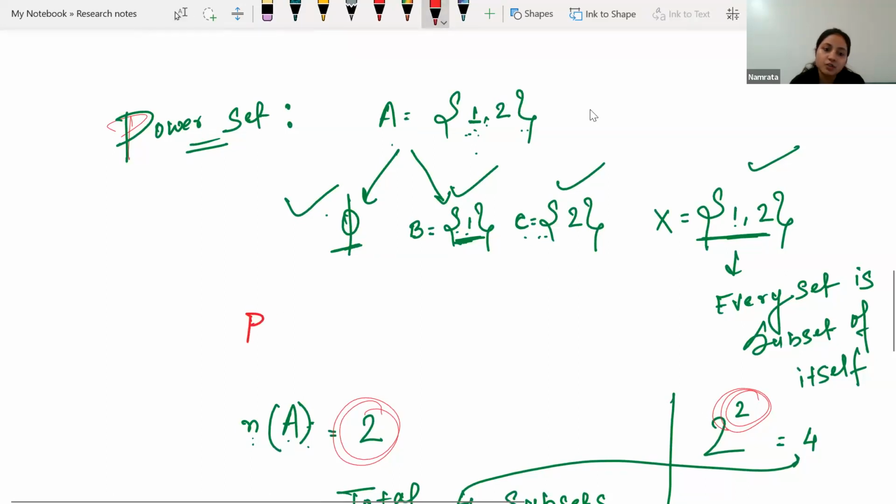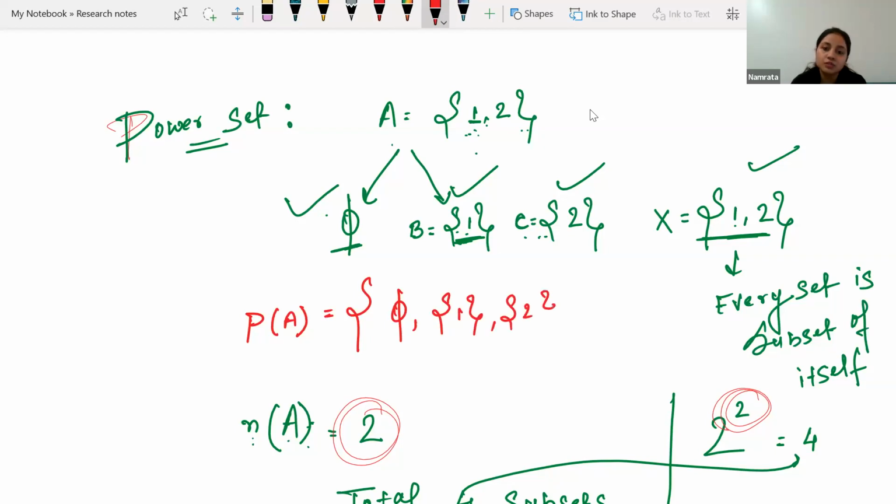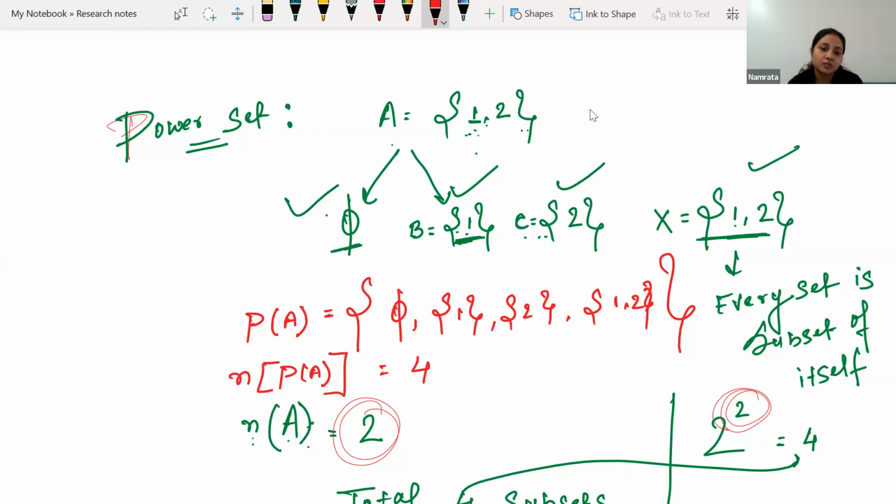We write the power set of A as having elements: 5, 1, 2, and {1, 2}. This is the set, the power set, with these elements. Now the number of elements in the power set is 4. How did it come? When we raise the power of 2 to the number of elements of the original set, that gives us the number of elements in the power set.